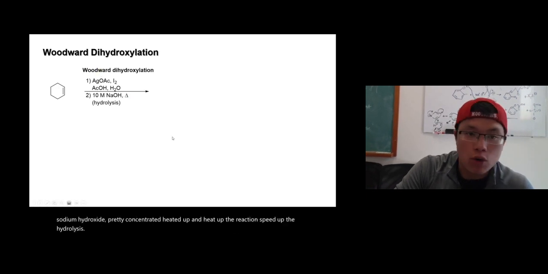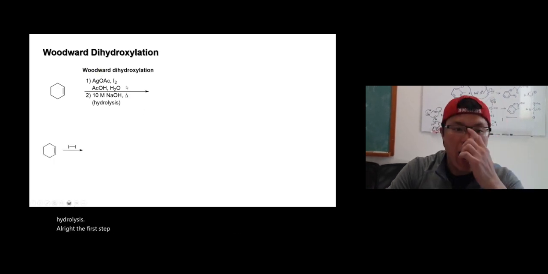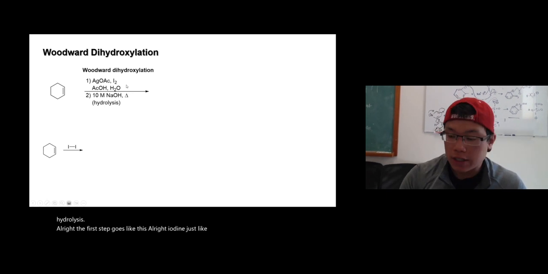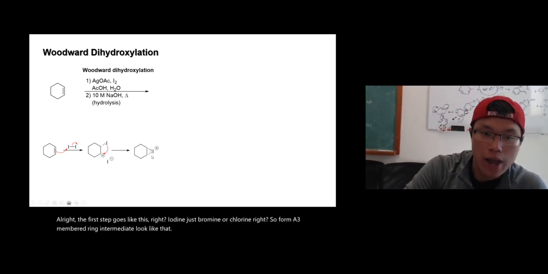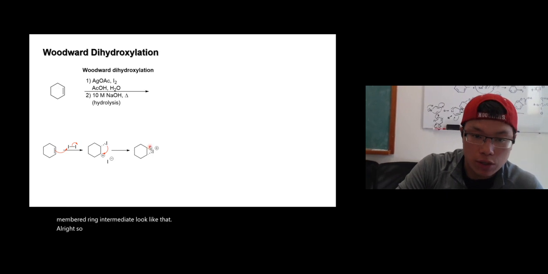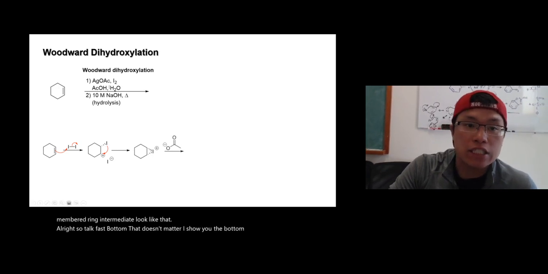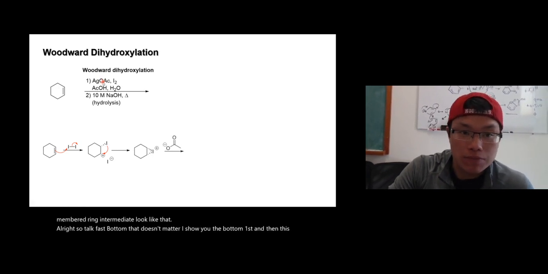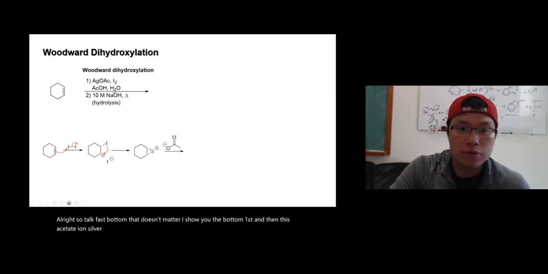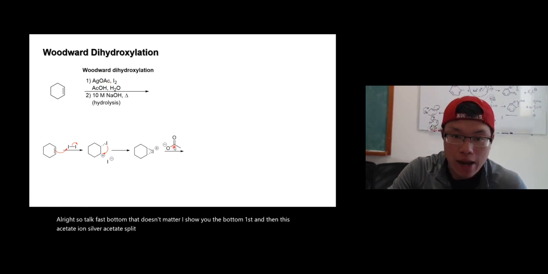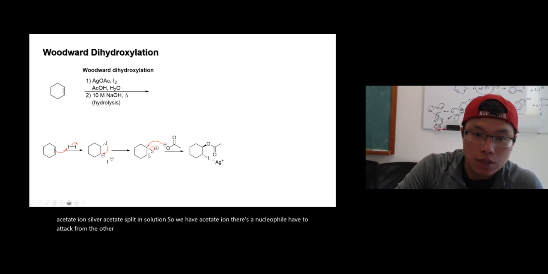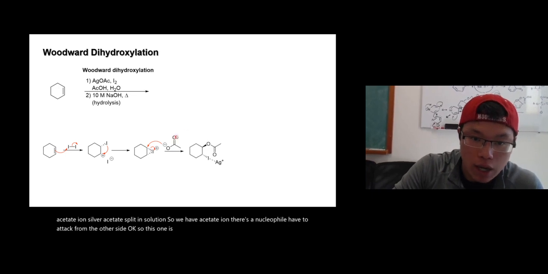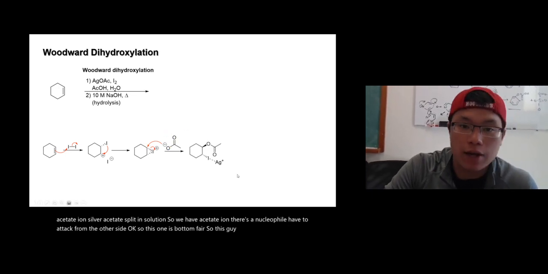All right, the first step goes like this. Iodine, just like bromine or chlorine, right? So form a 3-membered ring intermediate, look like that. So top phase, bottom phase, doesn't matter. I show you the bottom phase. And then the acetate ion, silver acetate, split in solution. So we have acetate ion, that's a nucleophile. Have to attack from the other side. Okay. So this one is bottom phase, so this guy acetate approach from the top phase, look like that.